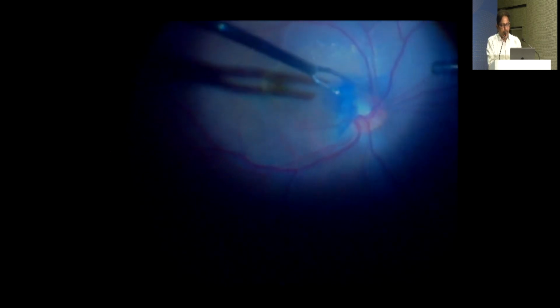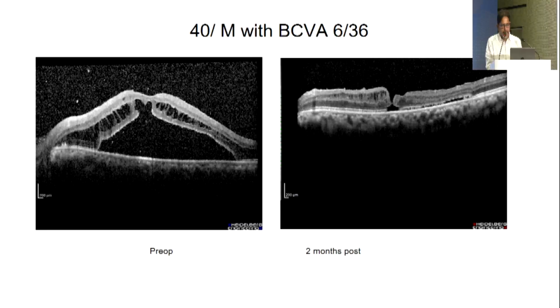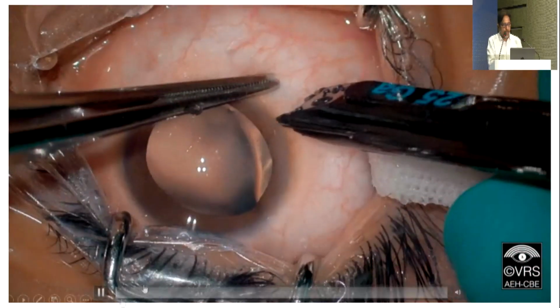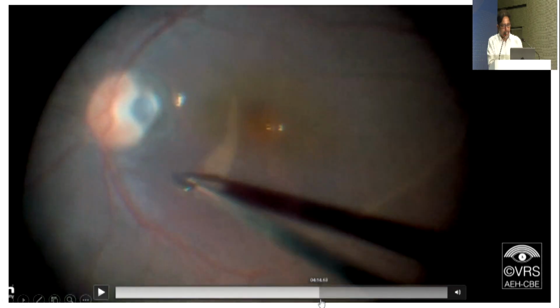So you just peel all the ILM, and then under air you plug it into the optic disc pit. You can see that even though the SRF resolved, it produces a secondary macular hole. So nowadays what we do is more of a fovea-sparing ILM peel. So there's a kid with a hole.